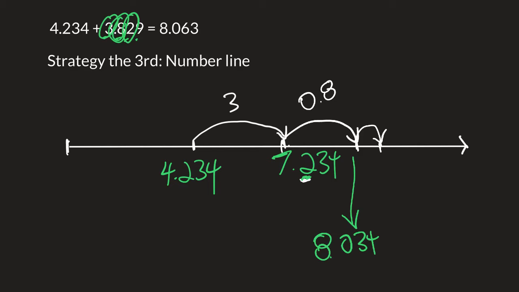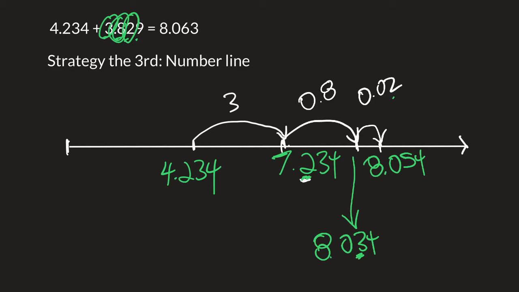So 2 hundredths would then be, let's get it green, 8.0, and we're adding 2 to the hundredths. Sorry, forgot to write that, 2 hundredths. So we would have 3 plus 2 would be 5 hundredths.